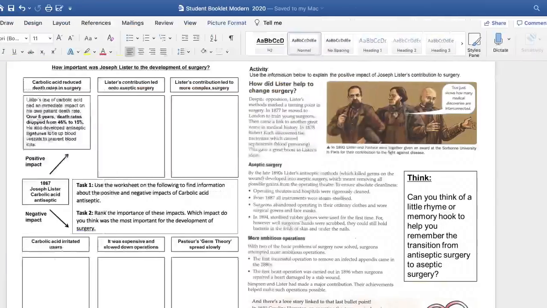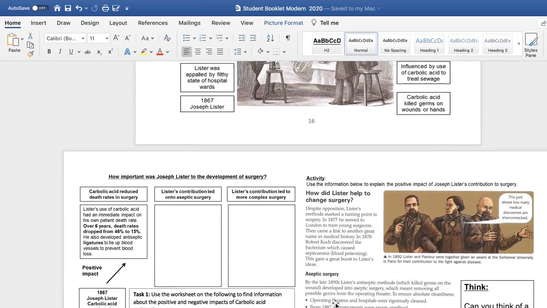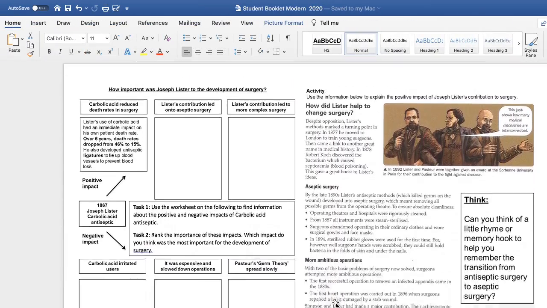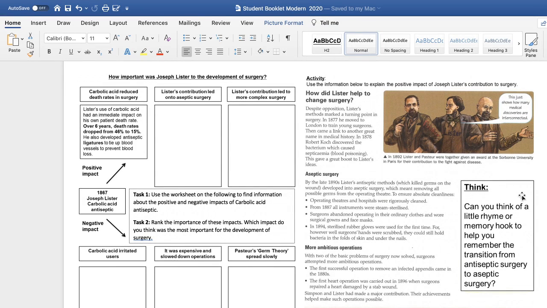So what you have to do is, in the same way as the previous task with James Simpson, read through this information here. And first of all, you need to use the worksheet to find the positives up here and the negative impacts of carbolic acid antiseptic. The categories are done for you already. You just have to read through it and put in the information.